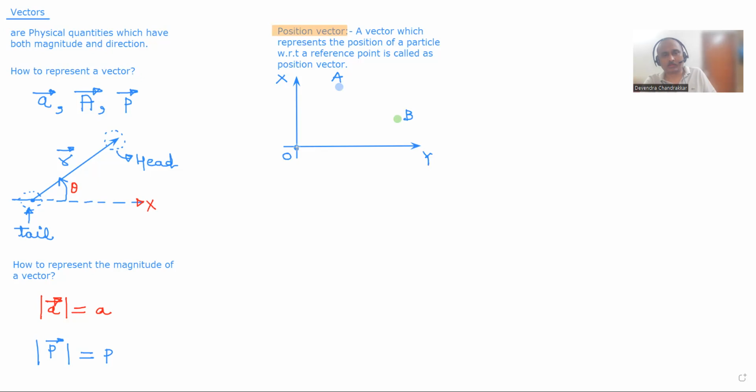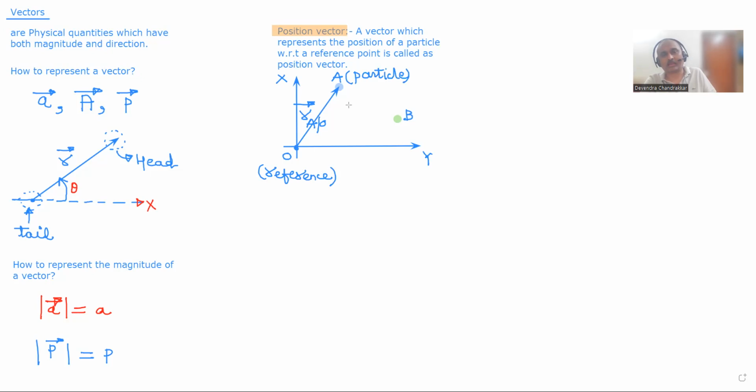And what we do now is just join O and A. This vector is representing the position vector of A with respect to O. This is how I write it. The tail will be at the reference point. Please pay attention. The tail is at the reference point. Clear? And A is the particle of which we want to write down the position vector.